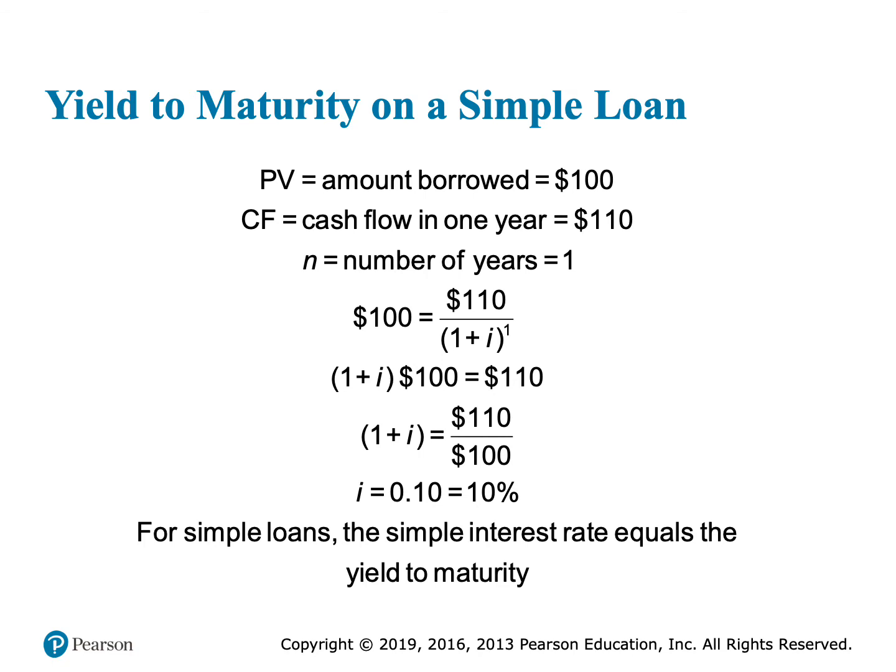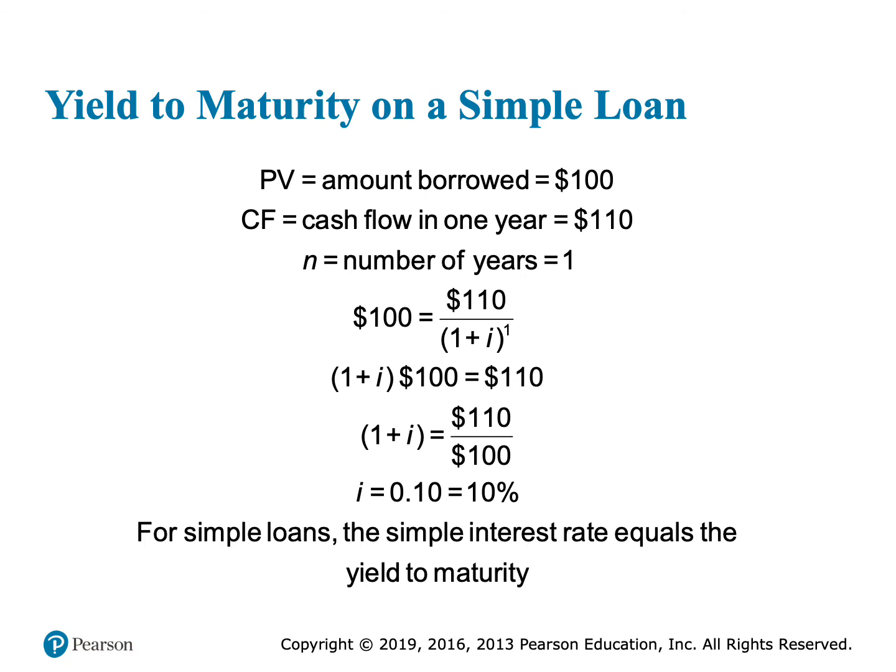We've plugged in our knowns. We have present value equals 100. We have the future cash flow is equal to 110, and we have n is equal to 1. The thing that we don't have is the interest rate that causes the left-hand side to be equal to the right-hand side. So we're going to need to use some basic algebra to back that out.